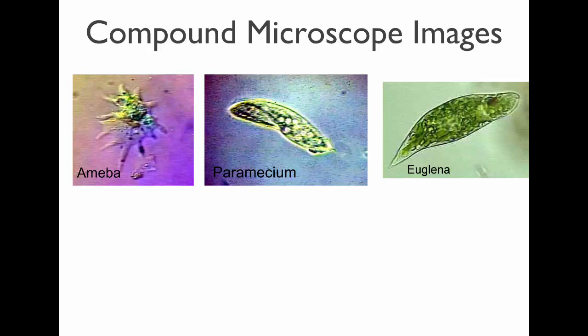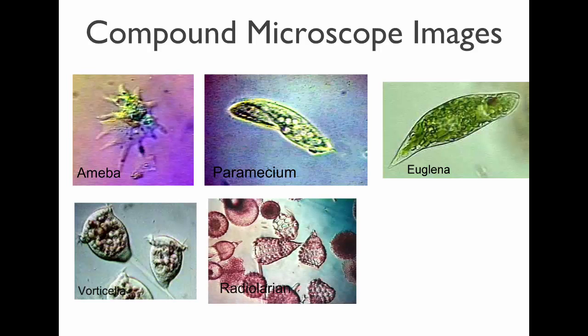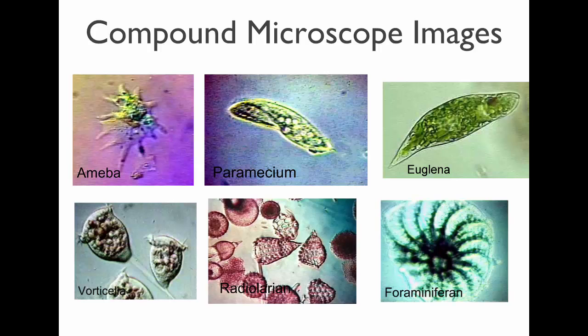We'll look at Euglena, which is found in fresh water as well. Here are some more interesting looking organisms: Vorticella, Radiolarians, Foraminiferans. These are all very, very small. They're living organisms, but they're single-celled. And so we generally need a microscope to see these because they're so small.